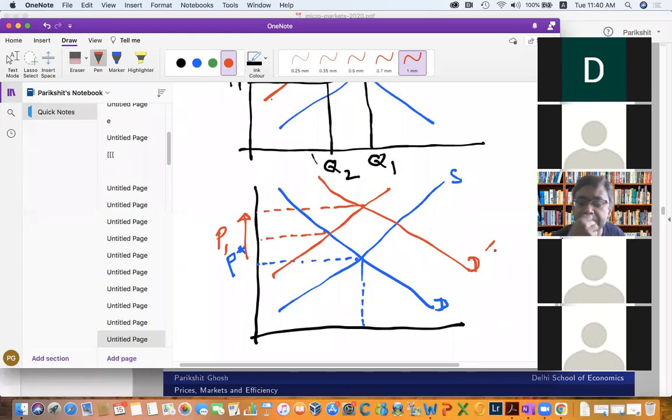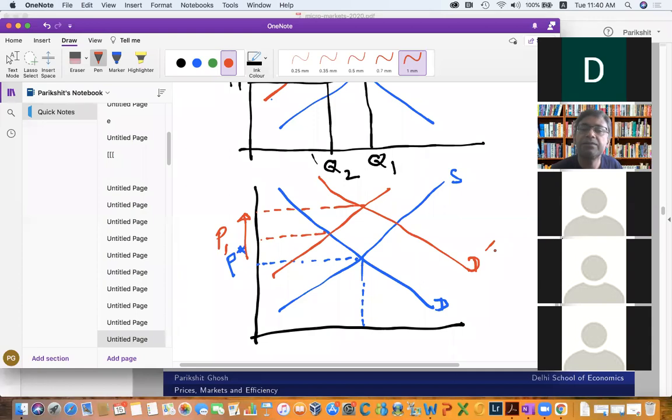Lydia, let me go back to you. You wanted to ask a question, and then I'll go to Sanjog. Yes, sir. I just wanted to ask, why is the supply function in the land market that you drew upward sloping? Why can't it just be vertical?